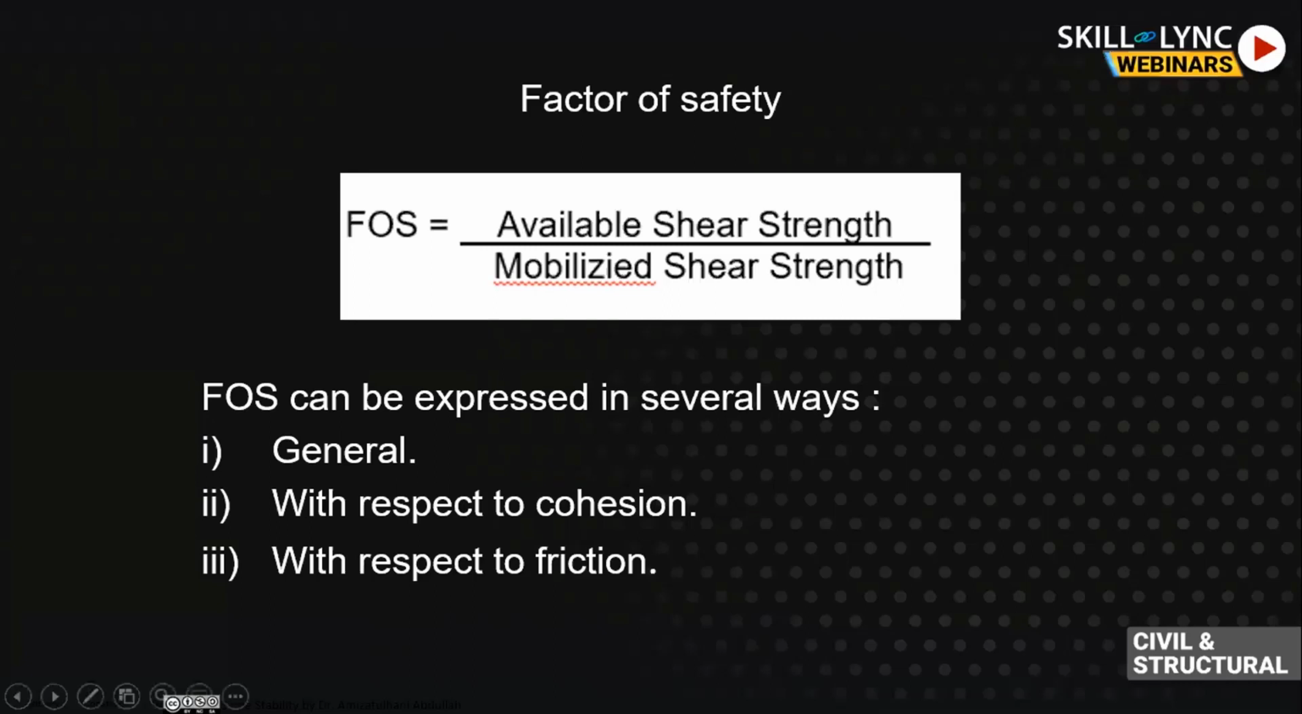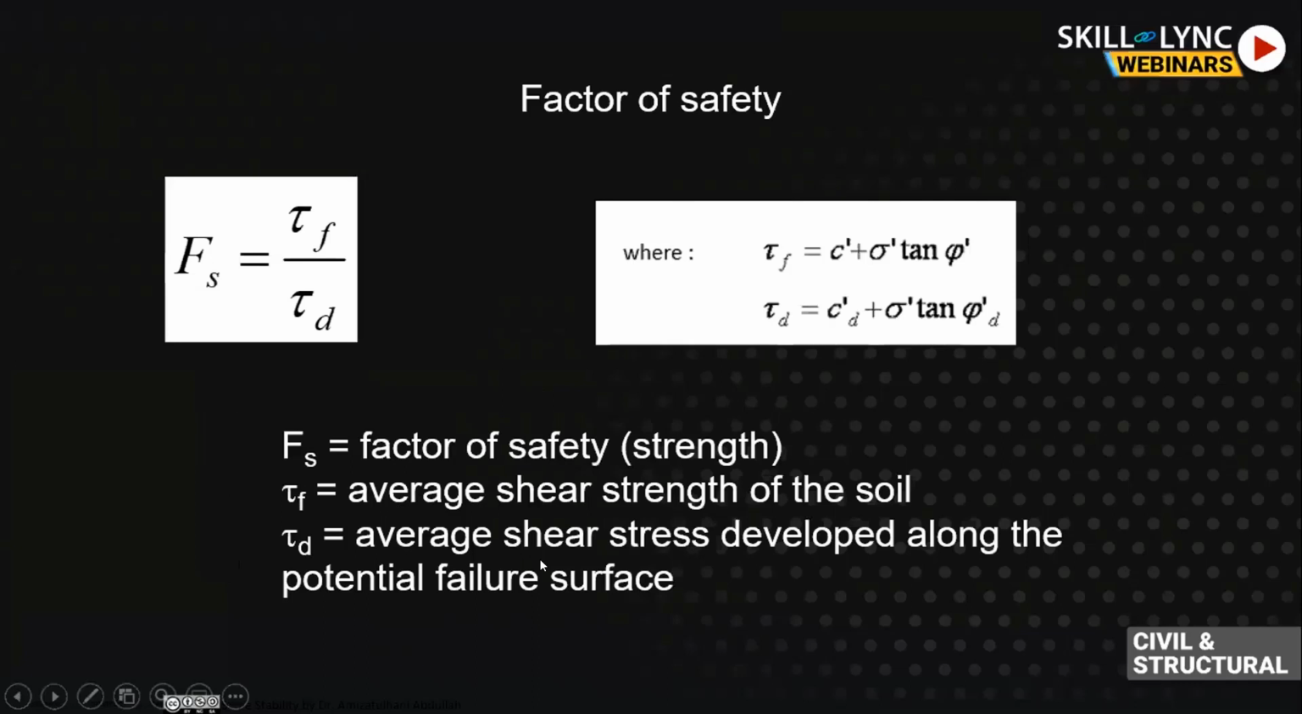A general definition can be given. With respect to cohesion, it can be given. With respect to friction, it can also be given. This is the general formula which everyone may be familiar with in civil engineering: factor of safety is equal to tau F by tau D. Tau F is equal to c dash plus sigma dash tan phi dash. Tau D is equal to c dash D plus sigma dash tan phi dash D.